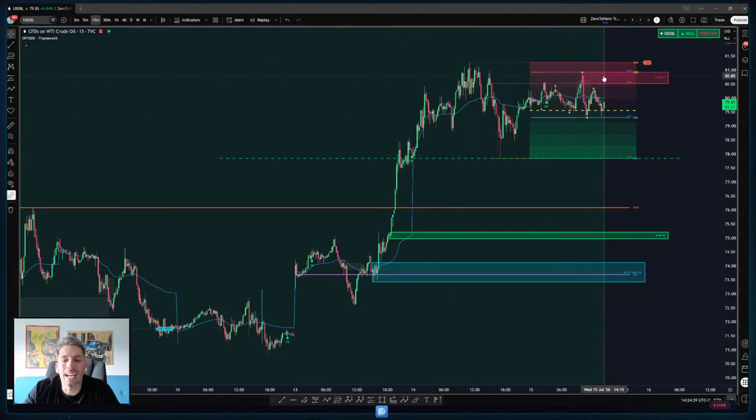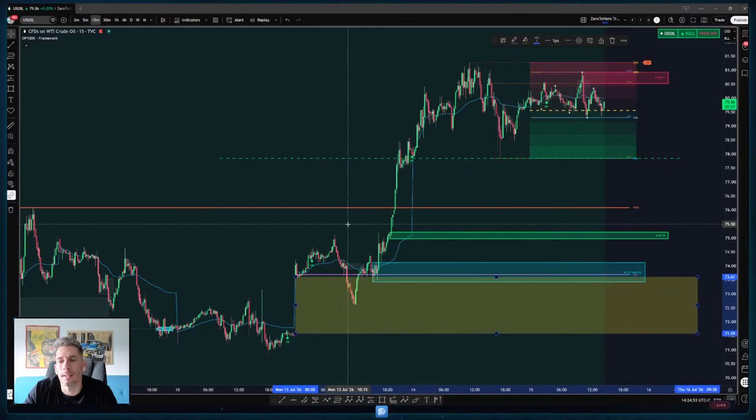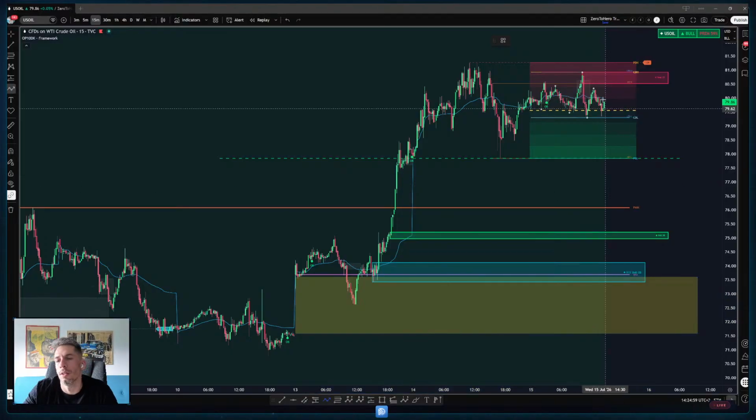Crude sideways all morning. Not much price action. Trend is bullish. What we need to take into mind is that we have that gap that is still not filled. The trend is bullish. What's happening with Iran is definitely suggesting more bullish price action.